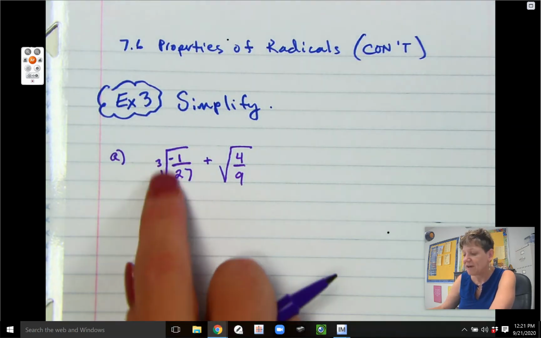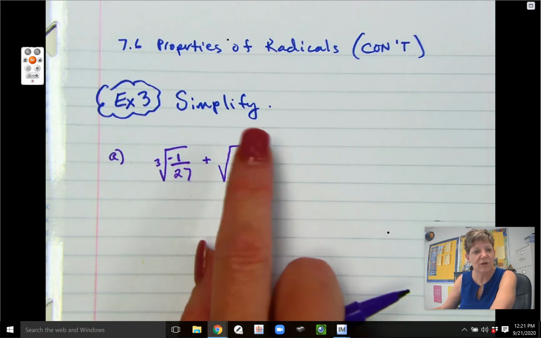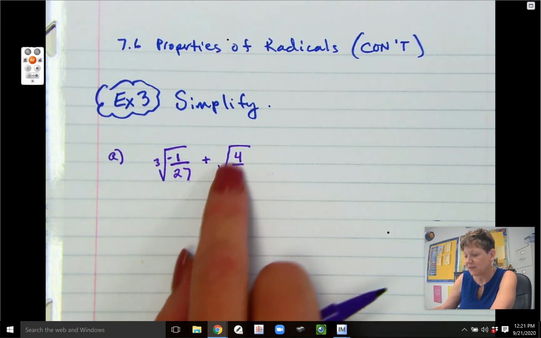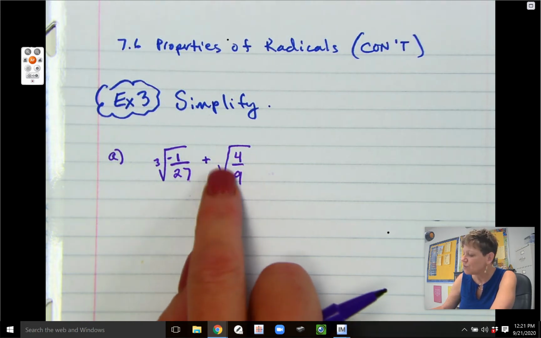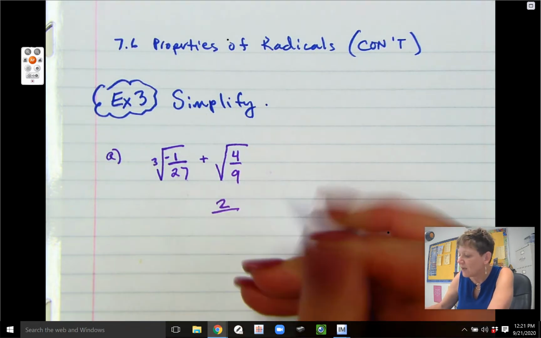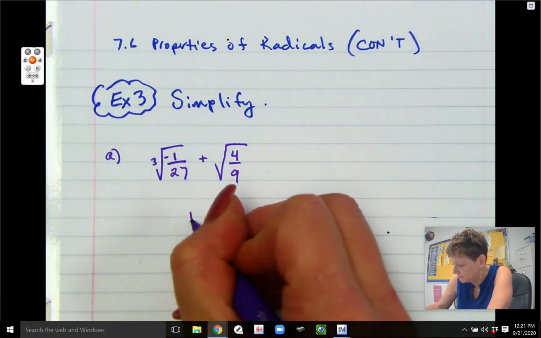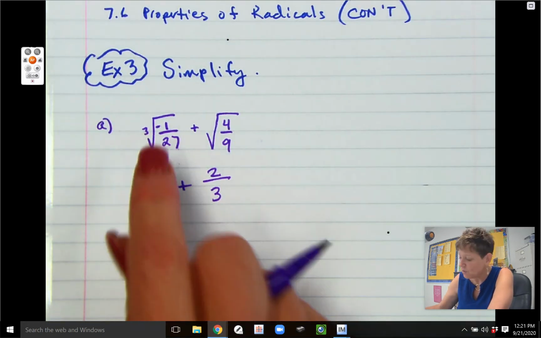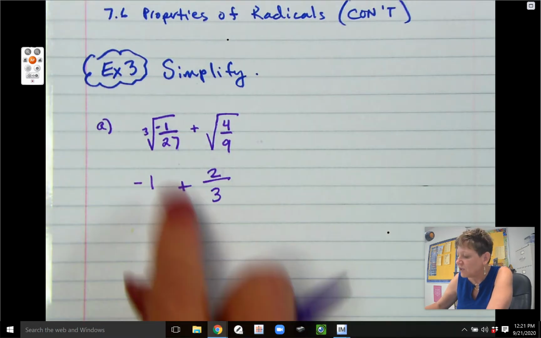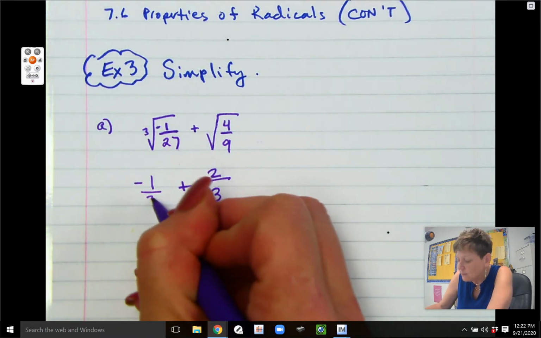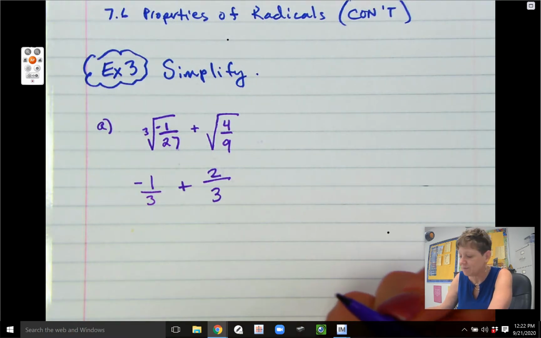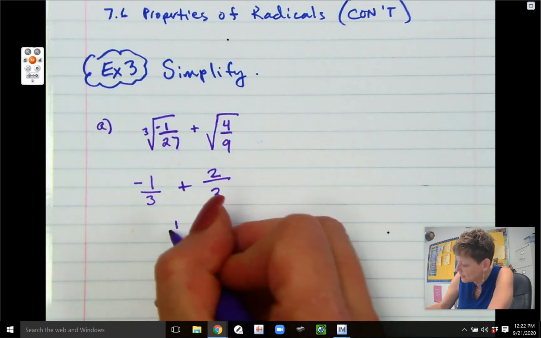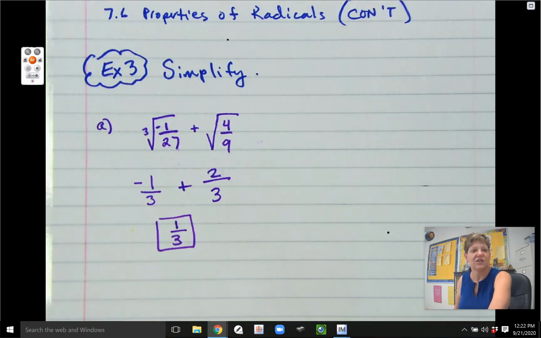So we need to simplify the one on the left and the one on the right. The one on the right is probably easier for most of you. You're allowed to break up the top and the bottom, or the numerator and denominator. So the square root of 4 is 2, and the square root of 9 is 3. Over here, the cube root of negative 1 is going to be negative 1, and the cube root of 27 is 3, because 3 times 3 times 3 is 27. So I have negative 1/3 plus 2/3, which is just going to be 1/3. So that is A.